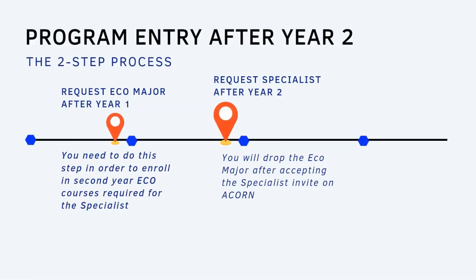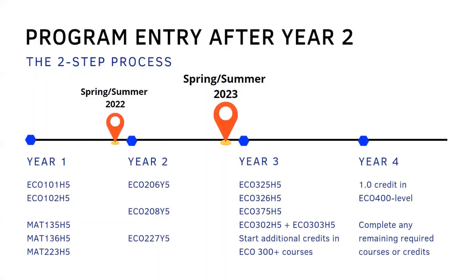Now here's the program entry explained for the programs where there's entry after Year 2. It is very important to understand a 2-step process. After Year 1, students will request the ECHO Major program. You need to do this in order to enroll in the second year required courses. Then, after completing all the required courses from Year 1 and Year 2, students will request the specialist program at the end of Year 2. So for students who are beginning in fall 2021, this means you will request the specialist program in spring or summer of 2023. Then you will drop the ECHO Major after accepting the specialist invite.